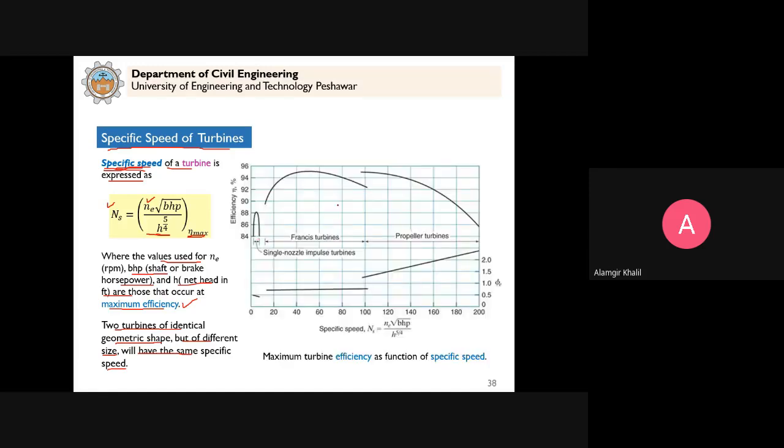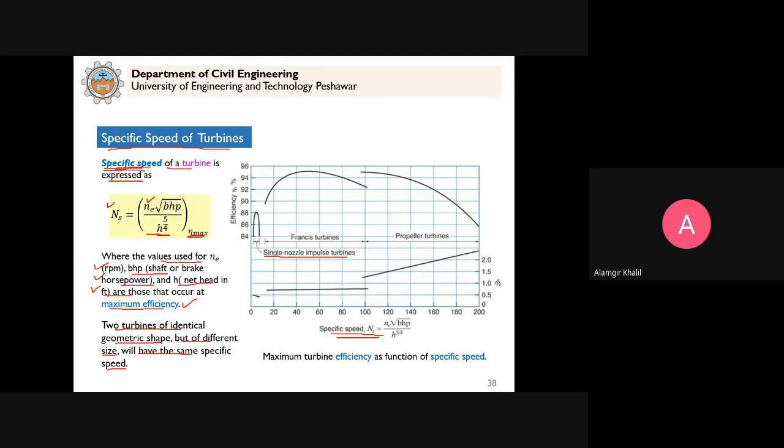They are identical. Now this is the graph which is available in our textbook. So we see for a single nozzle impulse turbine, this is the specific speed. Remember, this is in the British gravitational system. H is in feet, shaft power is in horsepower, and NE is in RPM. So in the British gravitational system, they defined.